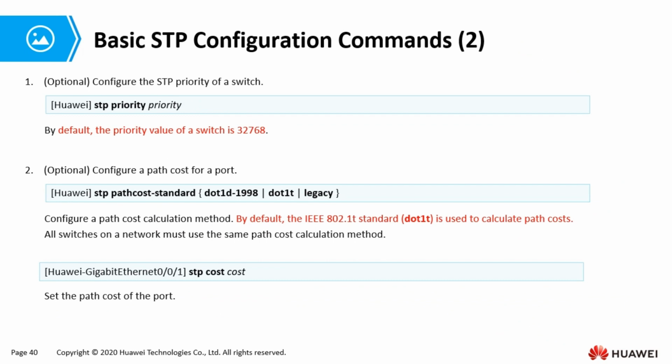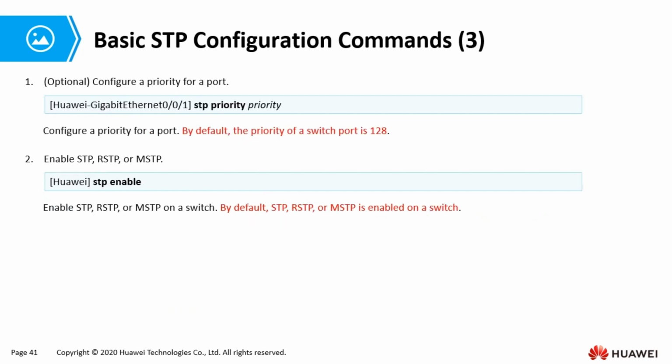You can also set the priority for the STP, but by default it is 32768. And you can also determine the path cost. By default, we use the 802.1T standard to calculate the path cost. You can also set the cost of the path by using the STP cost. In the configurations, you can also set the port priority by entering the port level. You type STP priority, and by default it is 128.